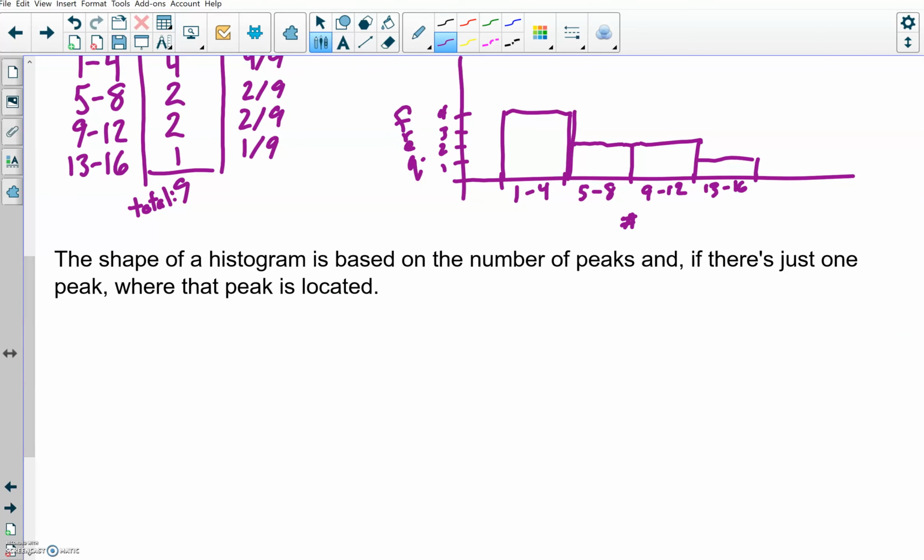So the shape of the histogram is based on the number of peaks, and if there's just one peak, where that peak is located. So it looks like, I don't want to get cut off again because of the timer, so I'm going to go ahead and stop here.